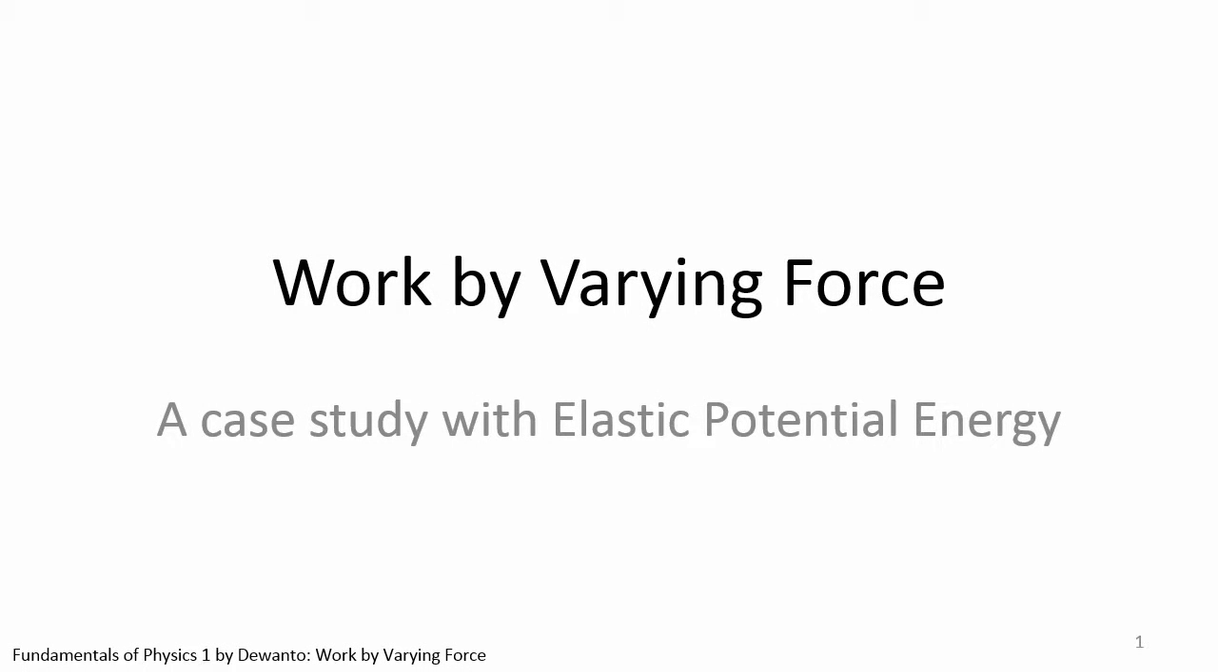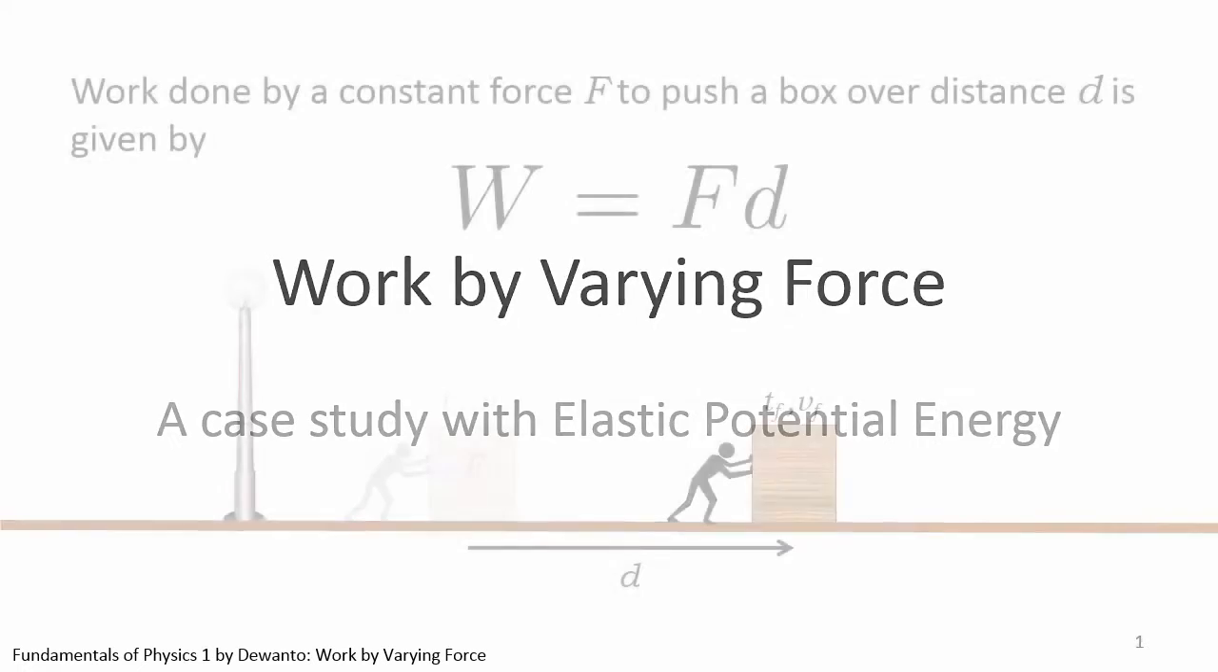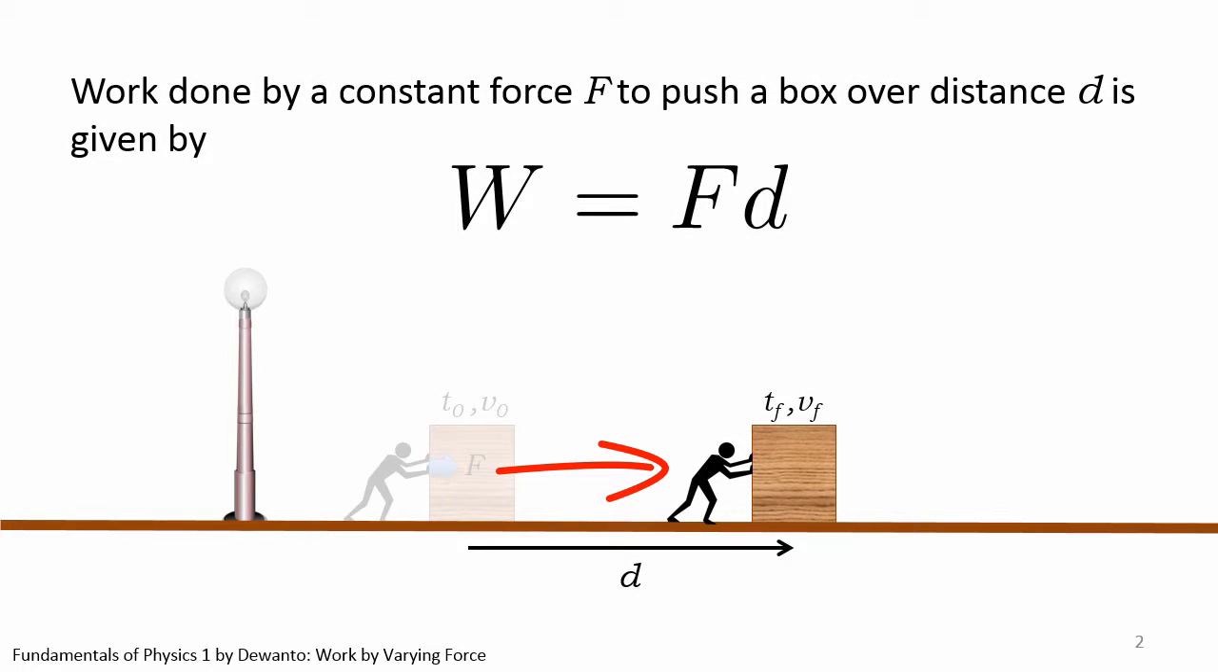In Lecture 6.1, we learned how to compute work done by a constant force. For example, as illustrated in the earlier video, the work done by a man pushing a box at constant force F over the distance delta d is given by F times delta d. But not all applied force is going to be constant. In fact, realistically speaking, forces in everyday life are not constant.